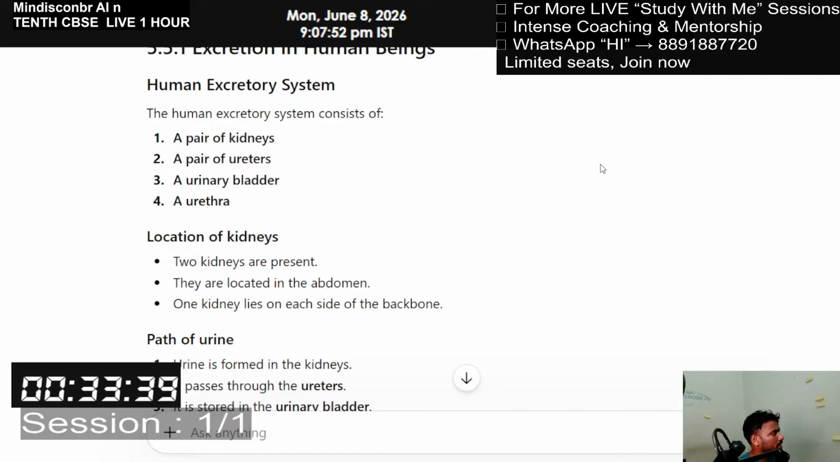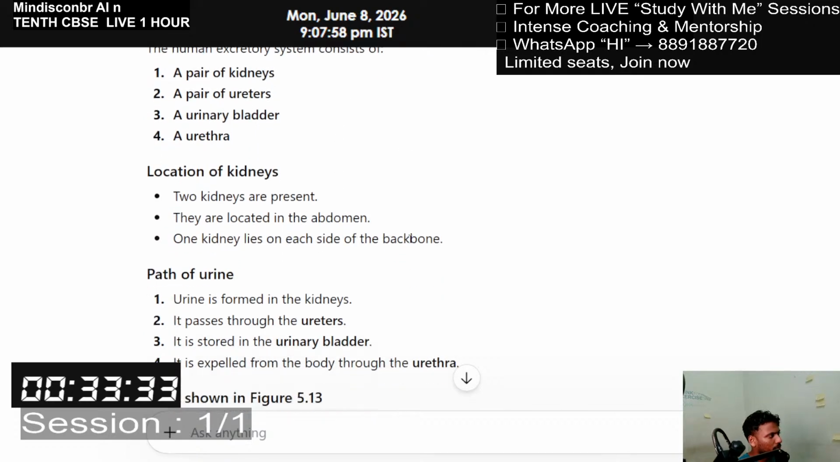The human excretory system consists of a pair of kidneys, a pair of ureters, a urinary bladder and a urethra. Location of kidneys: two kidneys are present. These are located in the abdomen. One kidney lies on each side of the backbone. Path of urine: urine is formed in the kidneys. It passes through the ureters. It is stored in the urinary bladder. It is expelled from the body through the urethra.